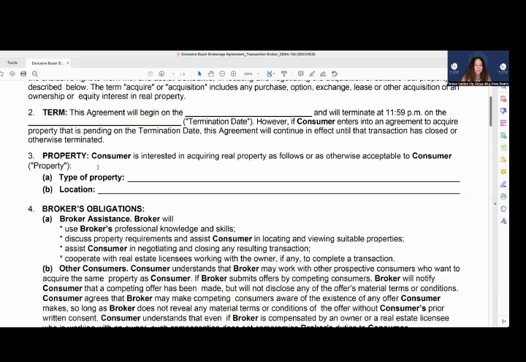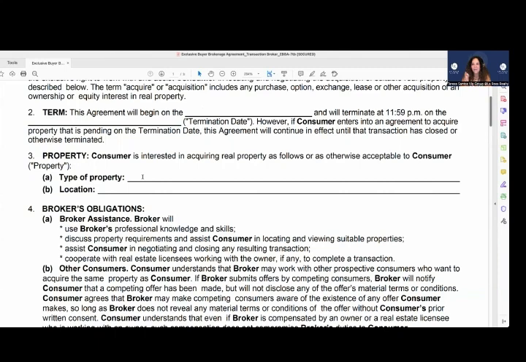Okay. Property. Consumer is interested in acquiring real property as follows or otherwise acceptable to the consumer. Type of property. Now, you can go in here and put single family because this is only pertaining to residential, does not pertain to commercial properties. That means if the unit is more than 4, remember, residential is only from 1 to 4 units. If it's more than 4 units, obviously it's a commercial transaction. If it's under 4 units, it's a residential transaction.